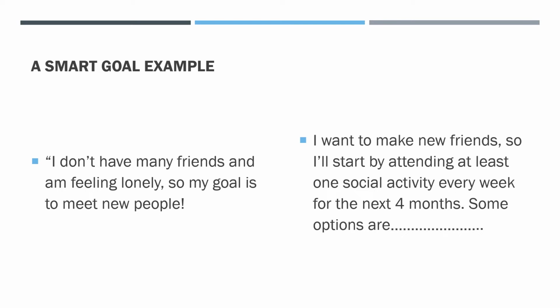Some options might be going to a movie with my friends, going out to dinner with my friends, going to a campus event, anything that fits into your needs, desires, and likes. So you identify what some options are based upon your likes.